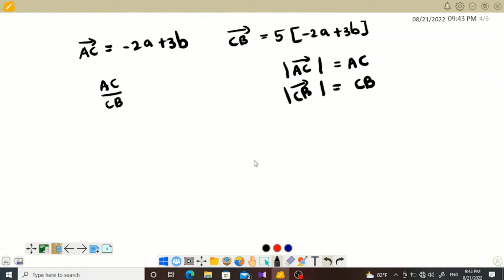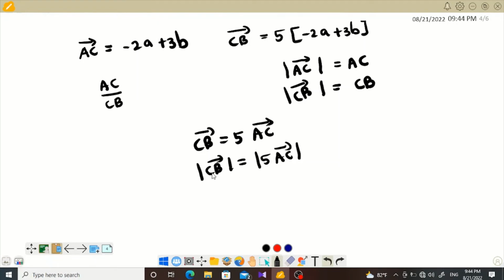So in the final part we get this relationship: CB vector equals 5 times AC vector. I am going to take the modulus of both sides. The modulus of CB equals 5 times the modulus of AC. So I can write the modulus of CB as CB.